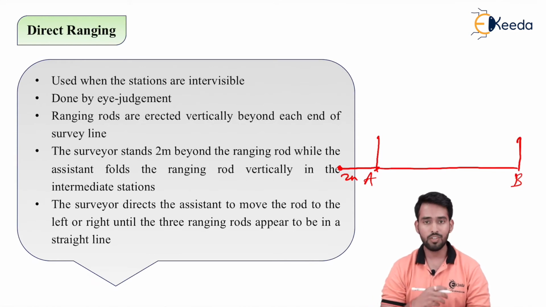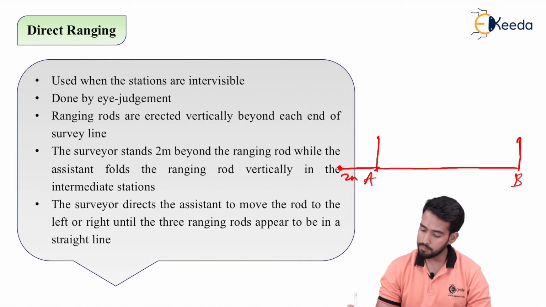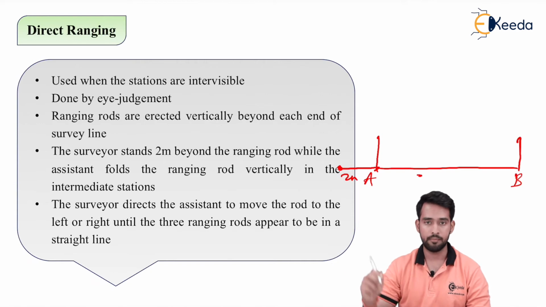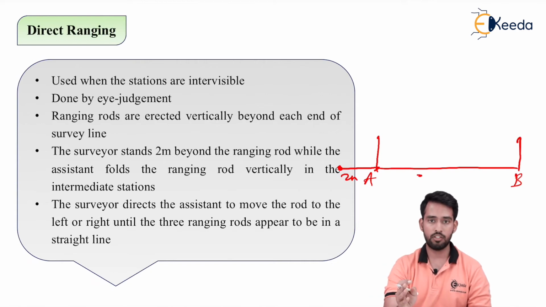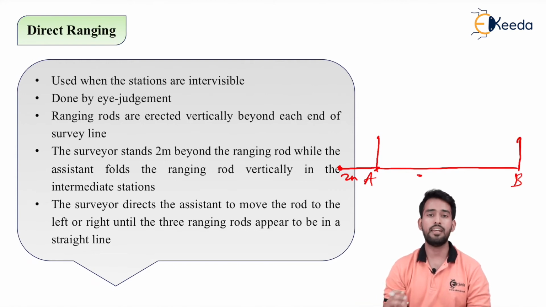Then you have to send one follower or assistant with a ranging rod, and tell him to stand between A and B, and keep the ranging rod at any point between A and B. Then you have to guide him whether to move right or left by using your surveying symbols, so that he will be in a perfect line with ranging rods A and B.